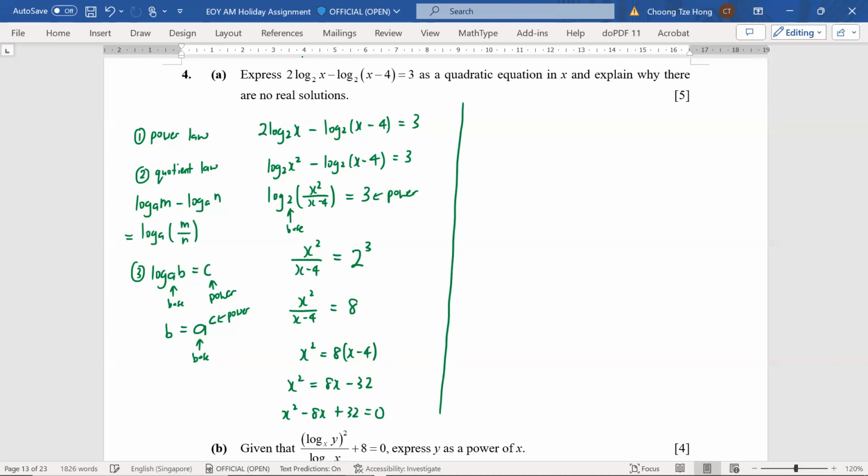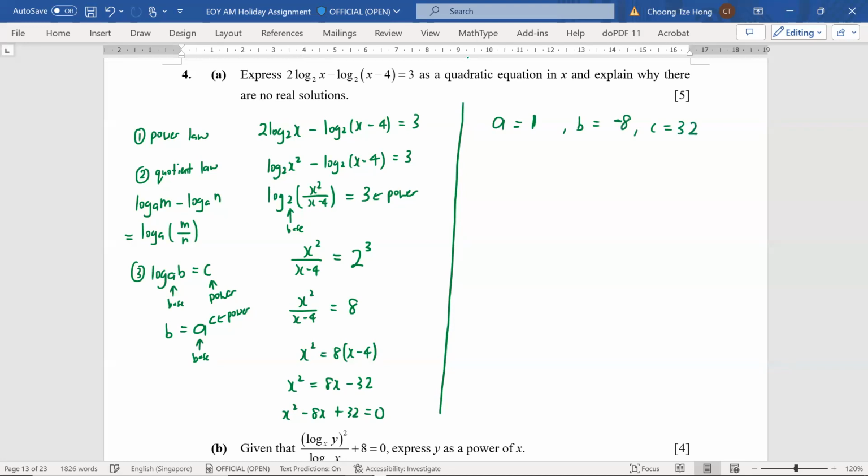In order to show that it has no real solution, do recall that in the chapter on the discriminant, we need to find the discriminant and show that for no real roots, the discriminant should be less than 0. So that's what we are going to do now. Let's identify the a, b, and c of this quadratic equation first, because the discriminant is b squared minus 4ac. In this case, a will be 1, the coefficient of x squared. b will be negative 8, and c will be 32.